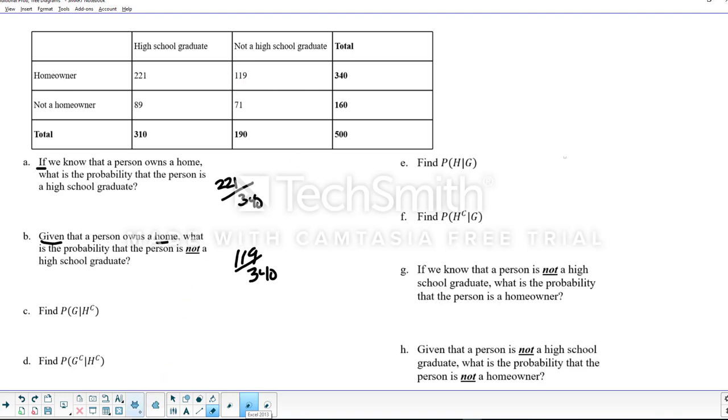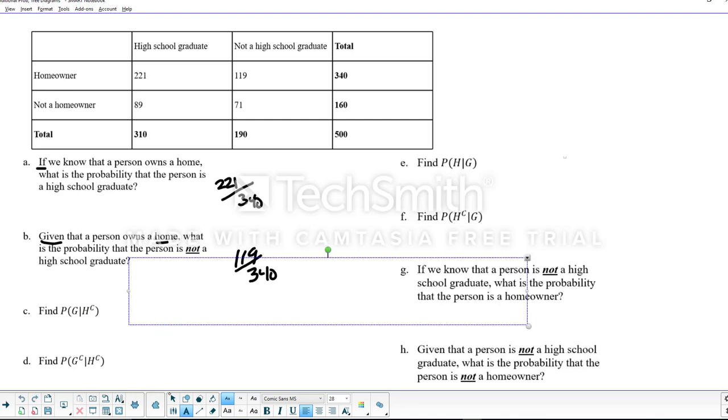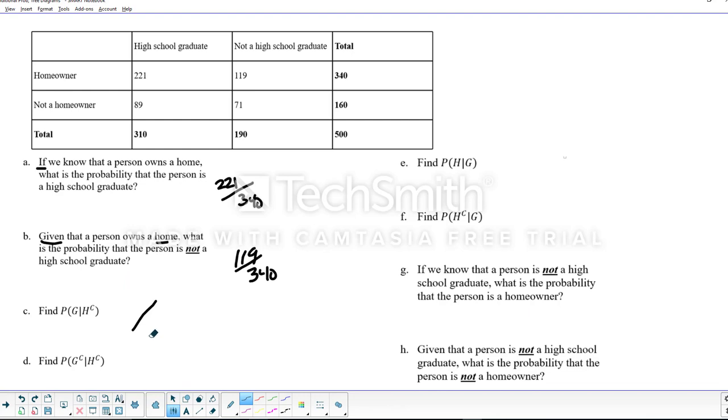Next, notation. We've got to be comfortable with this and remembering which one is actually going to be our denominator. So, probability that somebody's a graduate given they do not own a home. H complement is non-homeowner. So the non-homeowners are the ones that I want to be paying attention to as my denominator. So how many non-homeowners do I have?